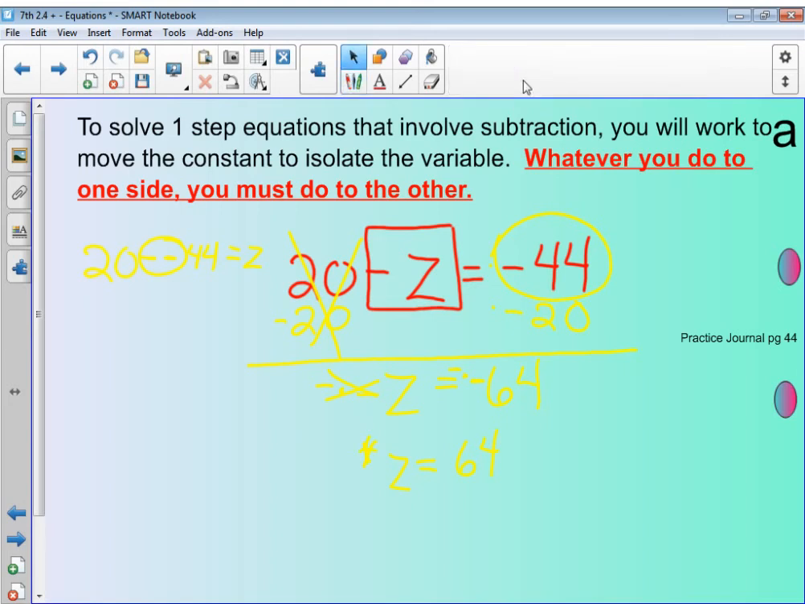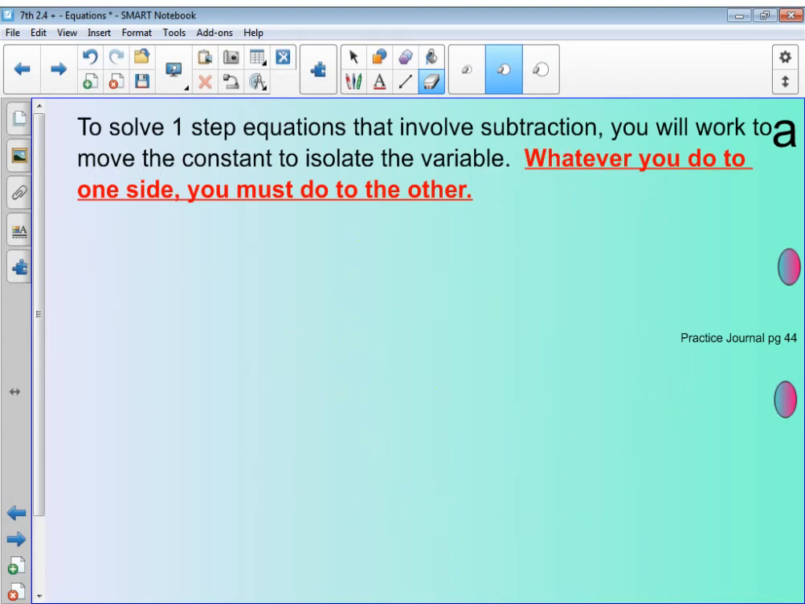Okay, so I'm going to give you one here. I'll try and not work too many integers into it, so that you can practice one of those two methods. So let's say we have 40 minus m equals 54.